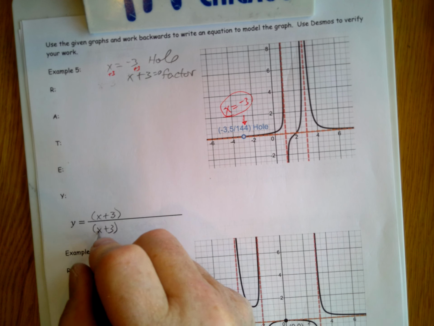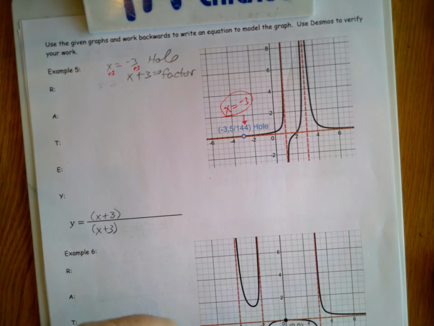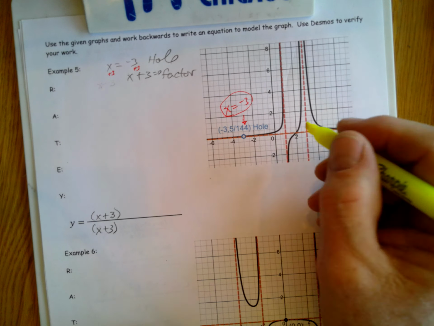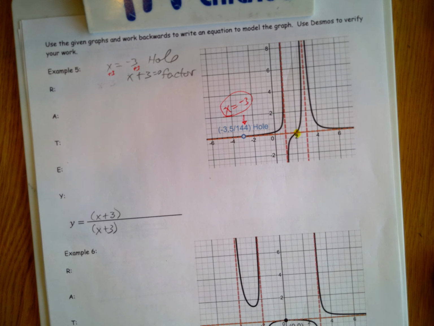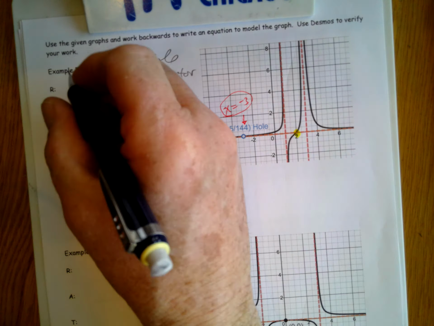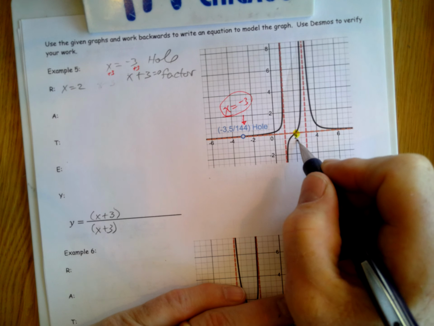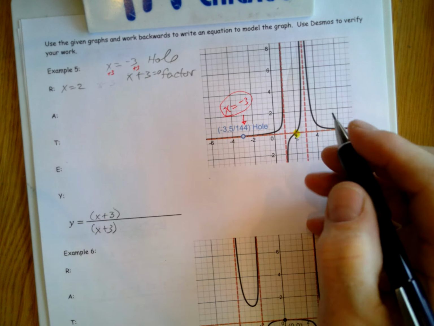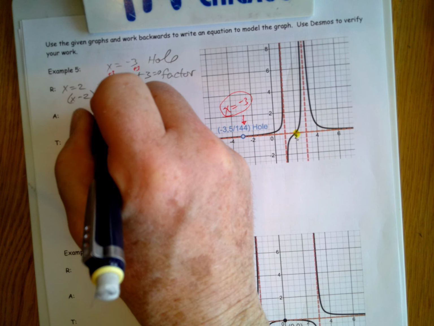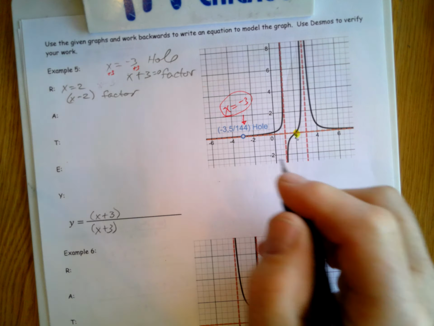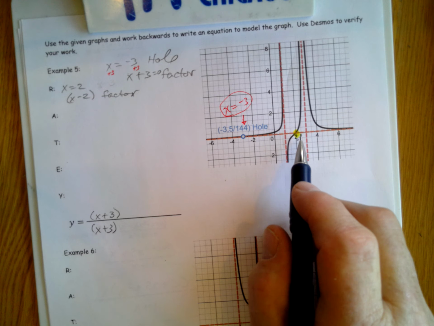Okay, do I have any roots? Hey, I do. Look, right here, I have a root at 0, 0, huh? No, it's not. It's at 2, 0. So x equal 2 is a root. Okay. What does that mean? That means x minus 2 is a factor. Again, I'm working backwards. I'm starting with my root as x equal 2. So here's what I know. I know a root and I know a hole.